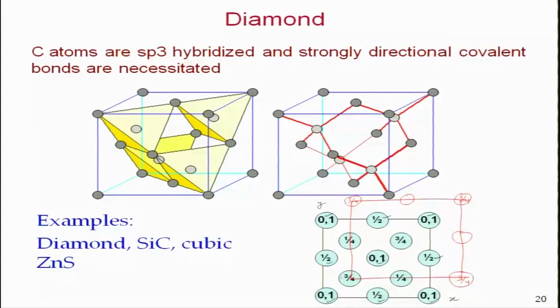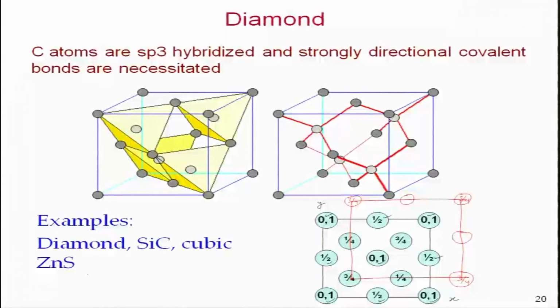alright. So you will make a FCC lattice of these, and this will become a tetrahedral atom, this will become a tetrahedral atom, this will become a tetrahedral atom, and this will become a tetrahedral atom. So basically these are two interpenetrating FCC lattices into each other shifted by a vector quarter, quarter, quarter, okay, and this lattice is called diamond cubic lattice.